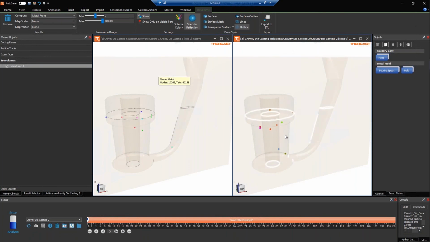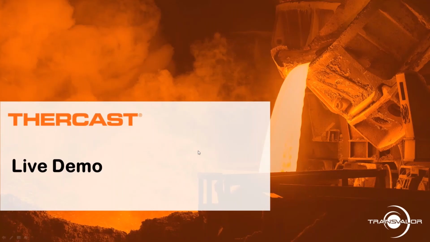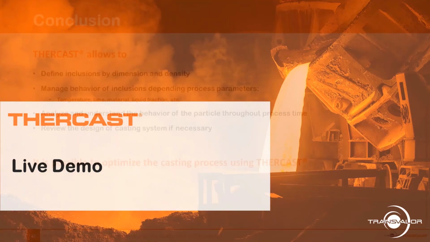So in this way, you can see that using the process parameters of the casting process, you can really simulate the behavior of the inclusion, and you can have access to some information that is helping you to optimize the process if necessary. Okay, so this is the end of my live demo. I will go back to the presentation and then I will conclude.